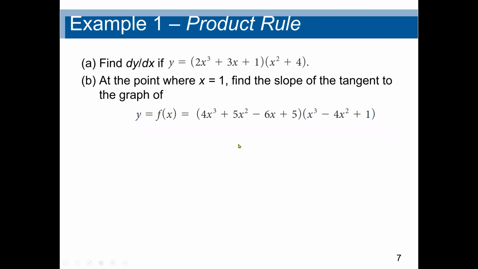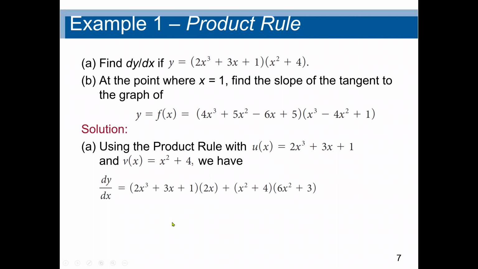So let's see some examples. So here we can see this is a product. We have 2s cubed plus 3s plus 1 times s squared plus 4. So this is the second question. So let's do the first one.